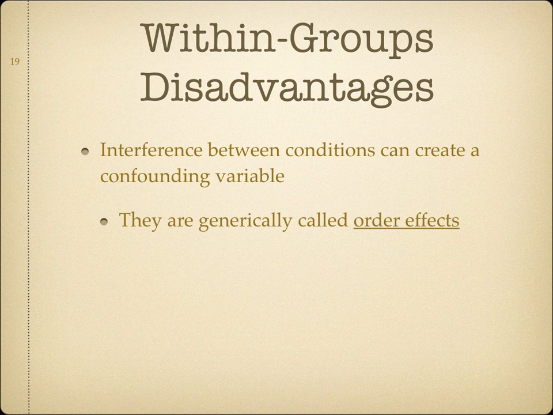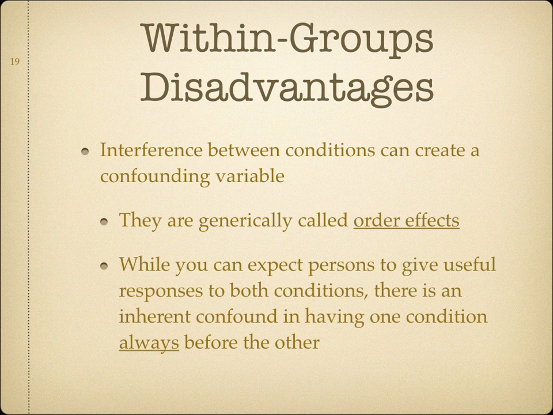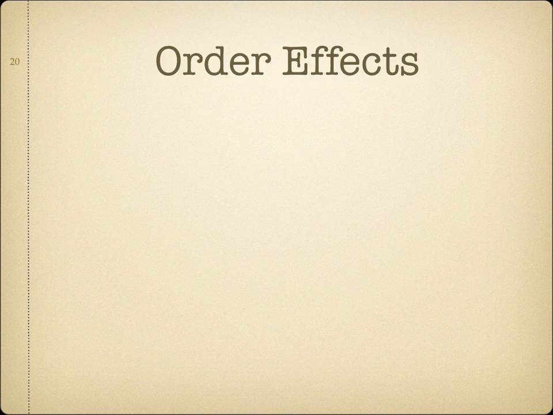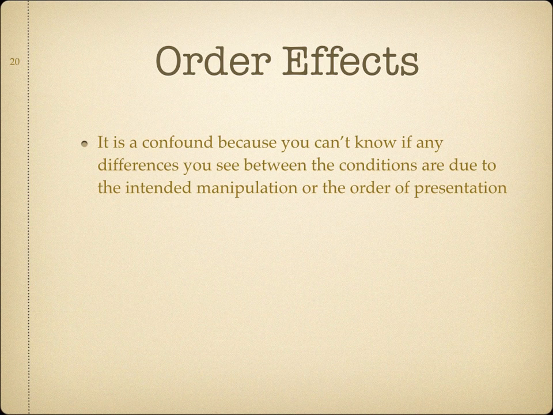They're called order effects in general. What you're saying is that persons can maybe give useful responses in both of the conditions that you have them in the study, but there's an inherent confound in having one condition always appear before the other condition. That is, people get used to it and all that. Well, let's talk about them. It's a confound because you can't know if the differences you see between the conditions are due to the intended manipulation or the order of presentation. You just don't know why you're seeing some difference in your dependent variable.